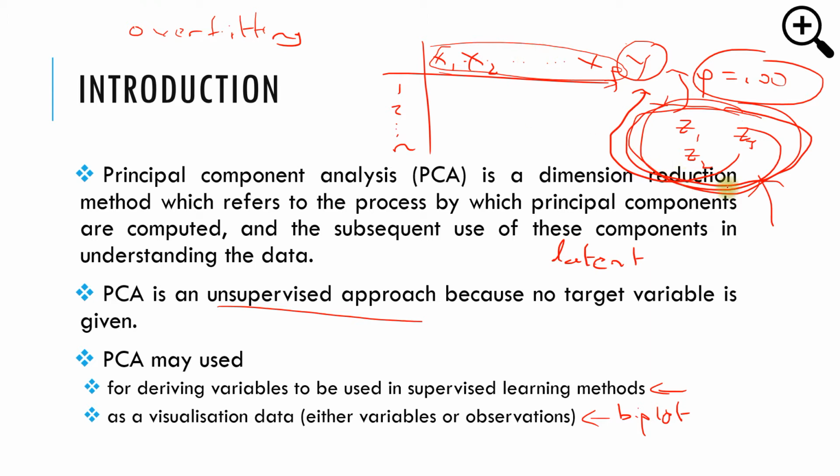But when you get the new set of variables, you may wish now to use them in supervised learning. That is, you are going to predict y using them. But originally, PCA does not have a target. So, in other words, it is an unsupervised learning method.